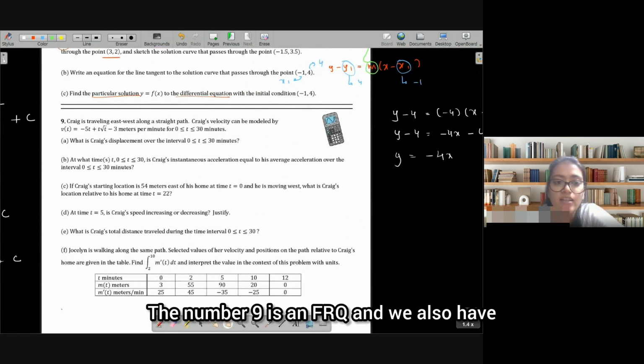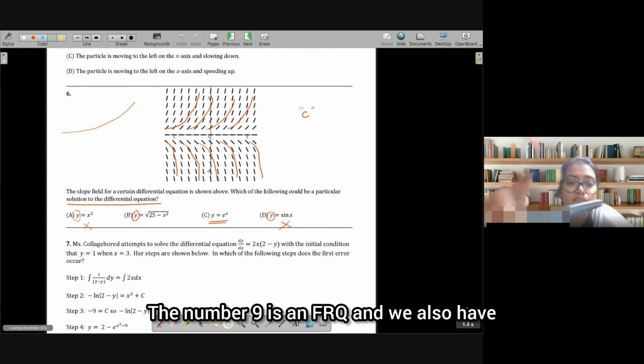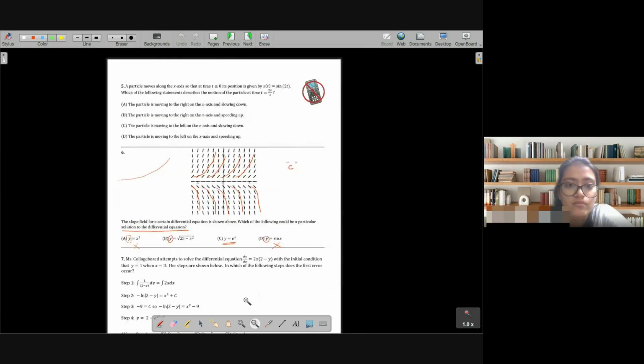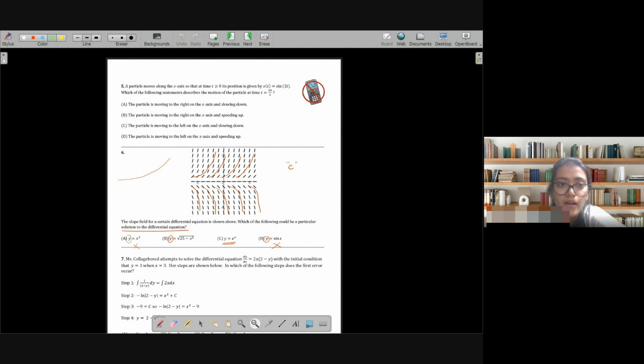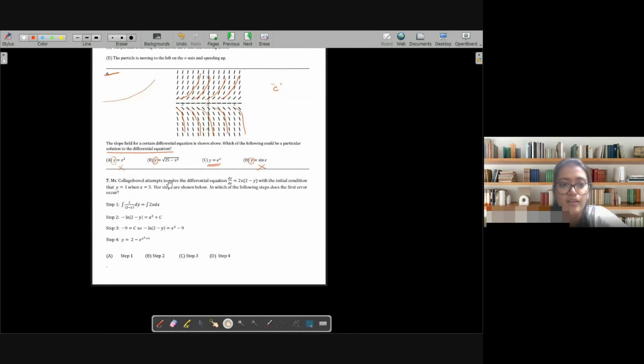Then number 9 is an FRQ, and we completed till number 4. And did we not do number 5 as well? We did number 5 also, right? Yes, we did 5, 6. Number 7, this looks different.